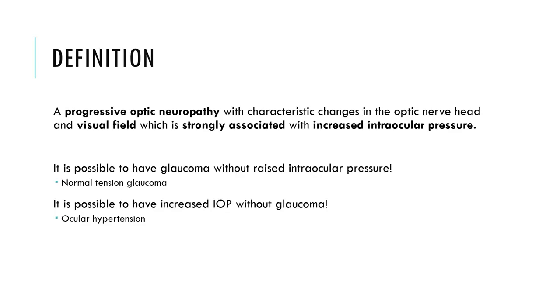Okay, so if we begin with the definition, glaucoma is a progressive optic neuropathy with characteristic changes in the optic nerve head and visual field, which is strongly associated with increased ocular pressure. So there are two main things to note here. Firstly, it is possible to have glaucoma without raised intraocular pressure, such as in normal tension glaucoma. It's also possible to have increased intraocular pressure without glaucoma, such as in ocular hypertension. So this is something to bear in mind when looking at glaucoma.